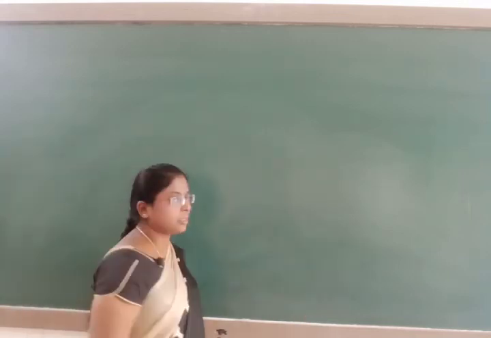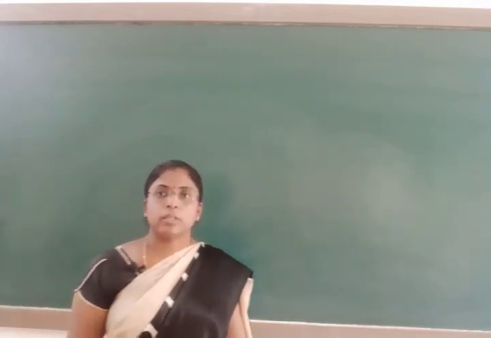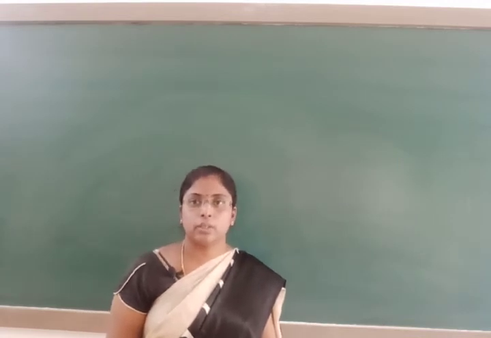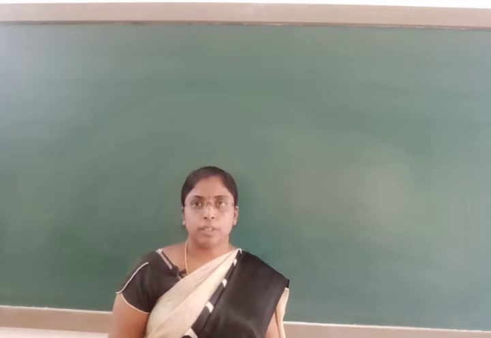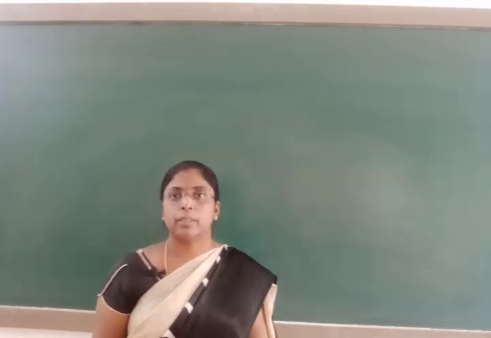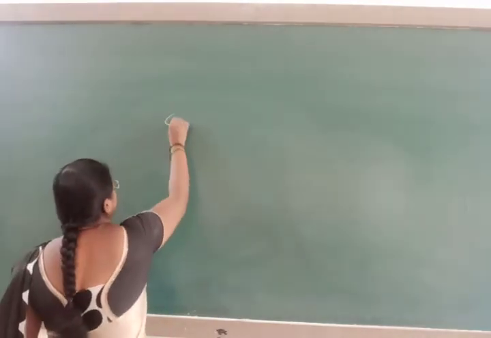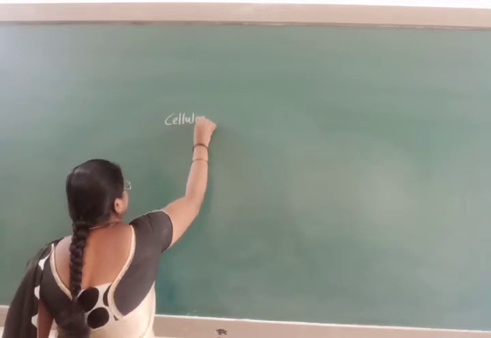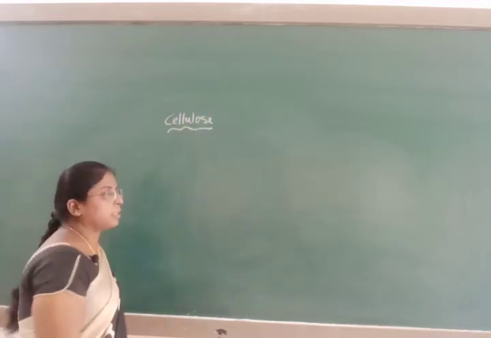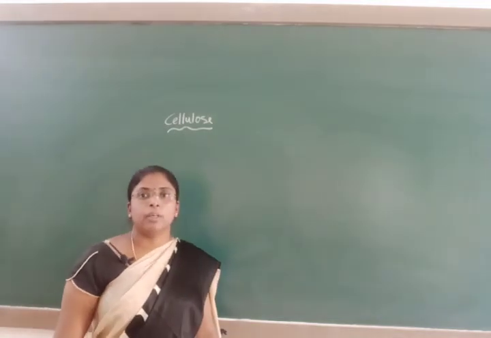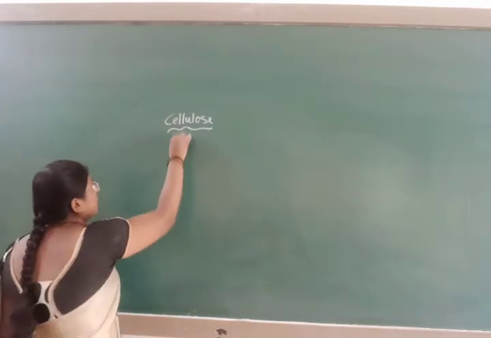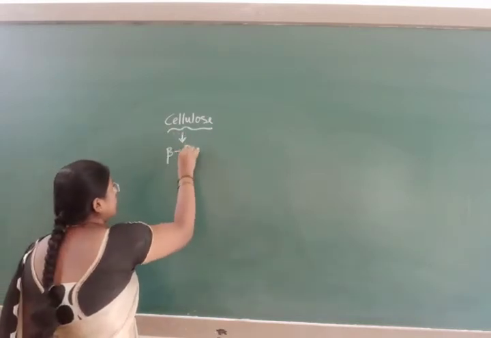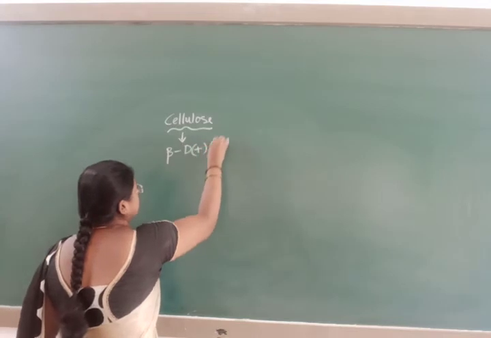Starch is a polysaccharide. Starch is a storage polysaccharide. Starch is stored in the plants. Starch is a stored form of energy. It is a stored carbohydrate present in plants. After starch, next comes cellulose. Cellulose is a polysaccharide which is made up of beta glucose units. Cellulose is made up of the monomer beta D plus glucose units.